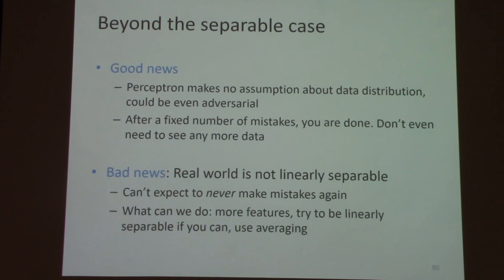That's the good news. If your data is linearly separable, the perceptron algorithm will find a linear separator. The bad news is that real life is not linearly separable. There are things like noise, there are things like nonlinear functions, and this is a very strong hypothesis class assumption that we are making. There was an interesting question on the discussion board about what you can do if your data is not linearly separable. Often it ends up being things like you try to add more features, you try to introduce nonlinearity, and you hope it works.